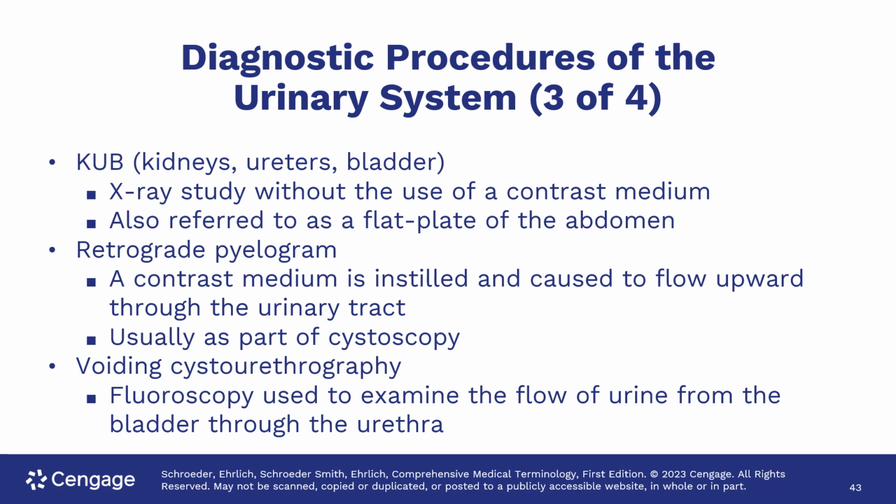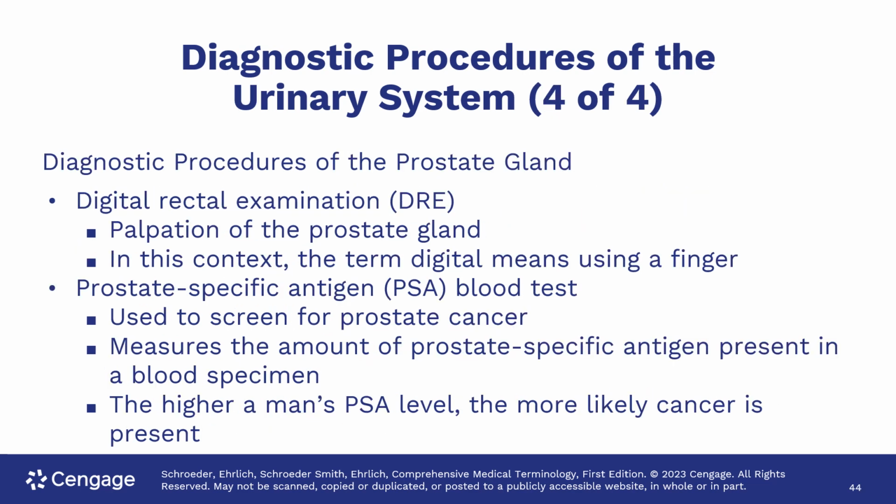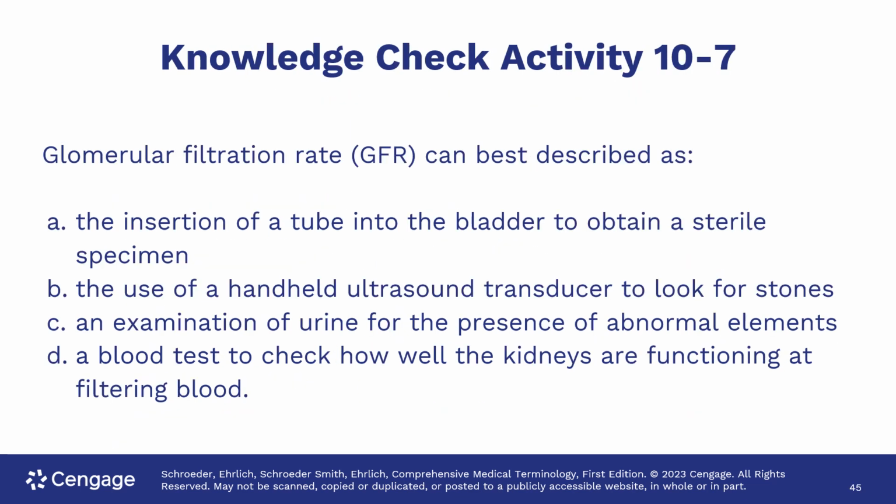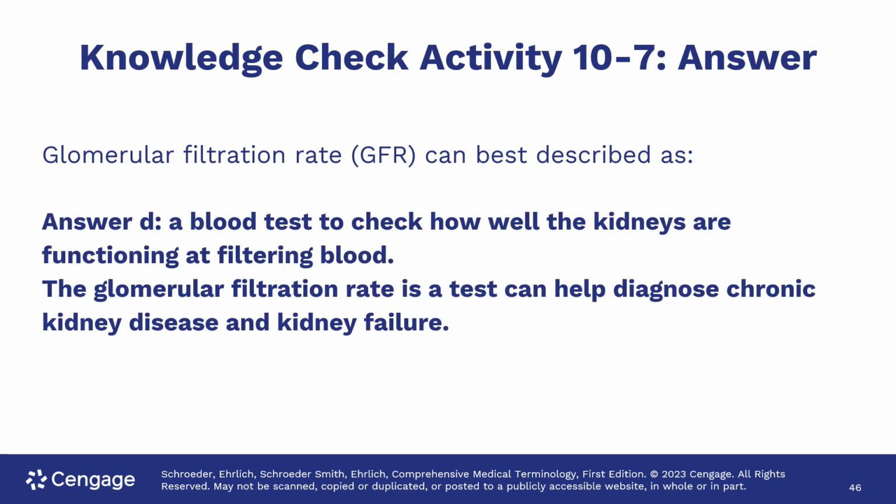Other x-rays are a KUB, pyelogram, or voiding cystourethrogram. For males, examination of the prostate includes a manual exam or a blood test. PSA testing measures prostate-specific antigen to determine cancer risk of the prostate. GFR is a blood test to check how well the kidneys are filtering the blood, essentially how well the kidneys are functioning.